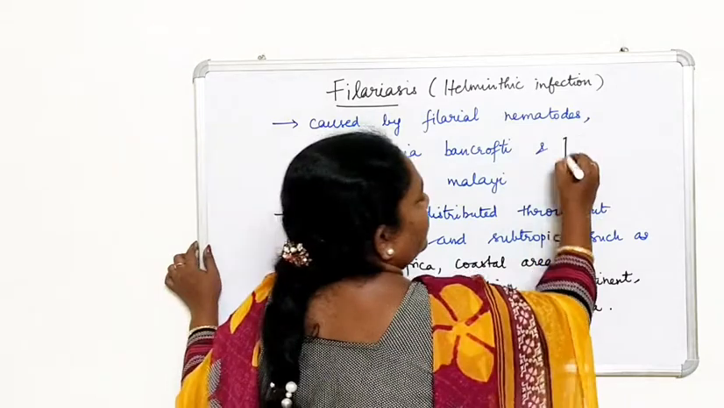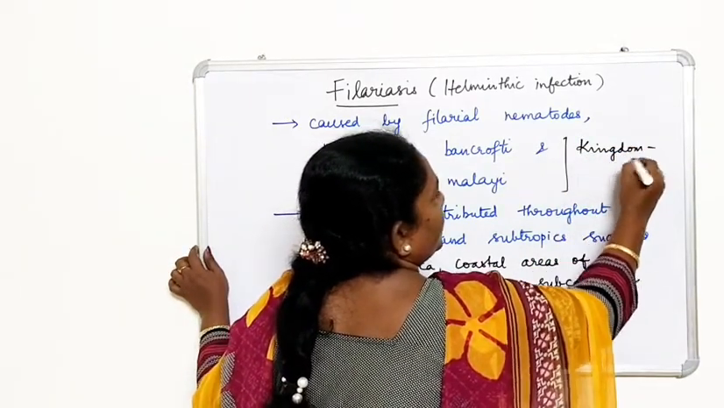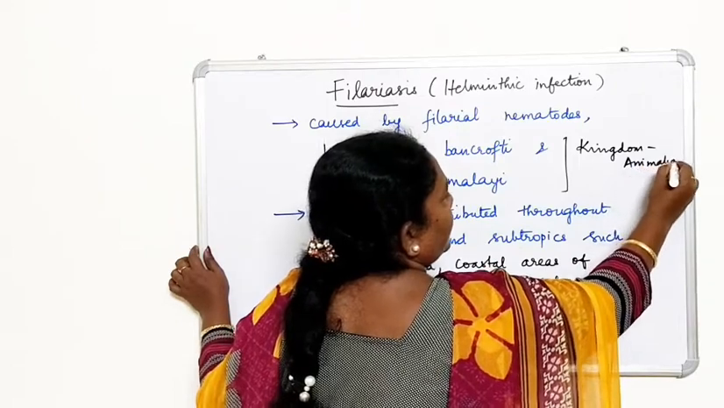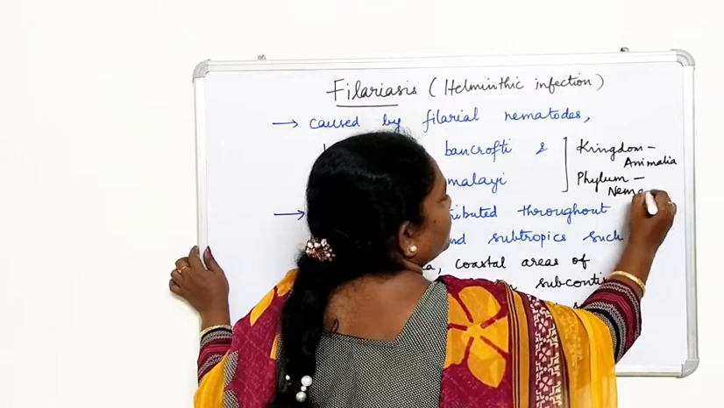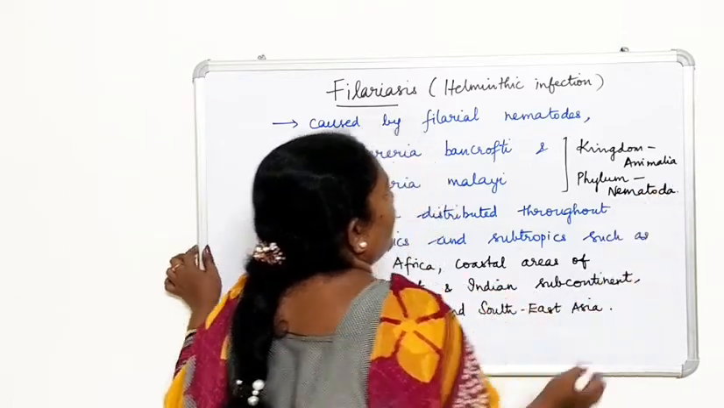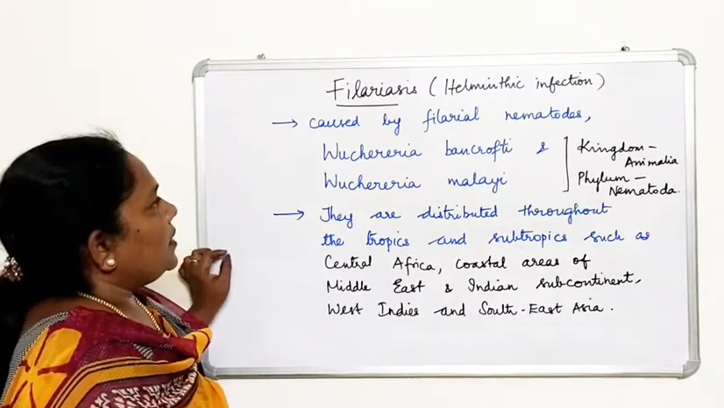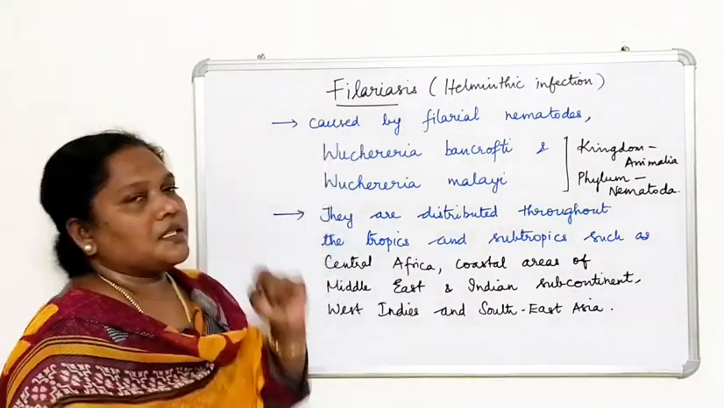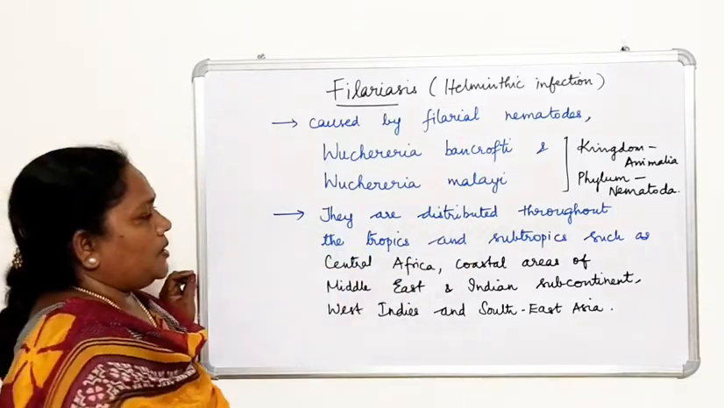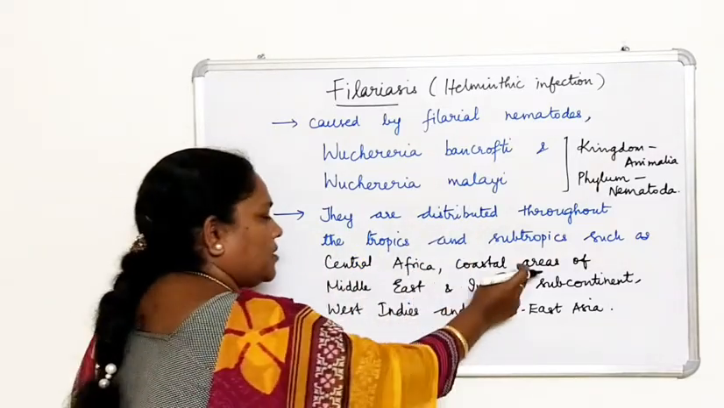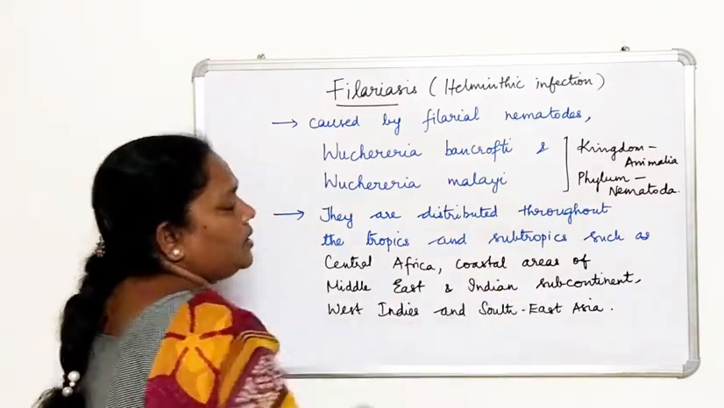Likewise, as we have learnt about Ascaris, they belong to the kingdom Animalia and the phylum Nematoda. These worms are normally roundworms, and these are the worms which cause filariasis. They are distributed throughout the tropics and subtropics, including Central Africa, coastal areas of the Middle East and Indian subcontinent, the West Indies, and Southeast Asia.